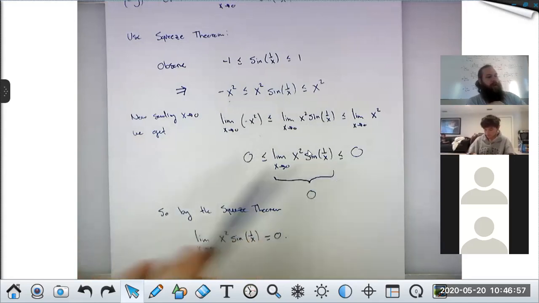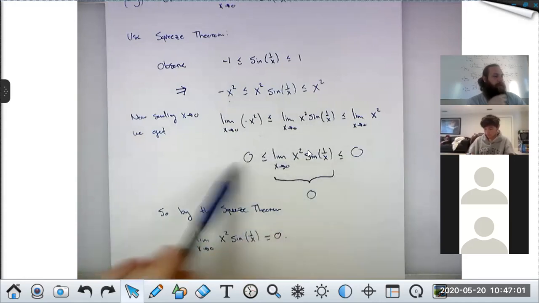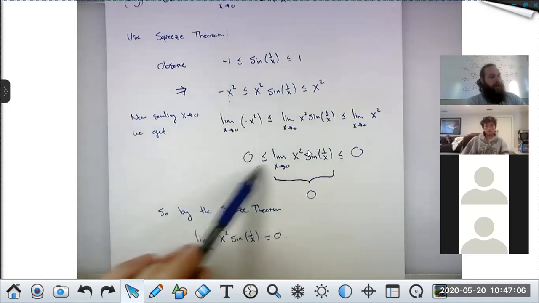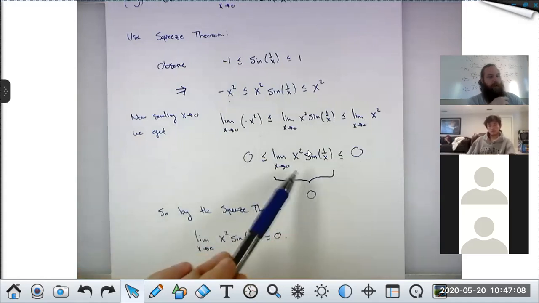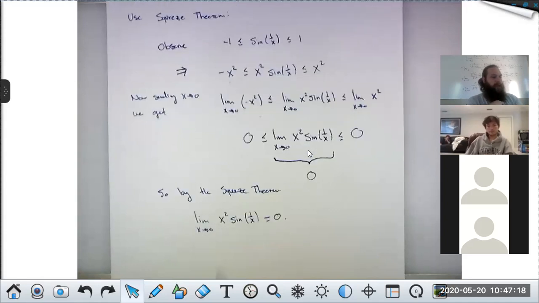If those two limits are the same, then observe that your limit, the thing you want, is trapped between two equal constants. The only thing that is both greater than or equal to 0 and less than or equal to 0 is 0 itself, right? That's the only way to be both. So the limit is 0. And that's the squeeze theorem. That's how it works. It's going to take some time, though.